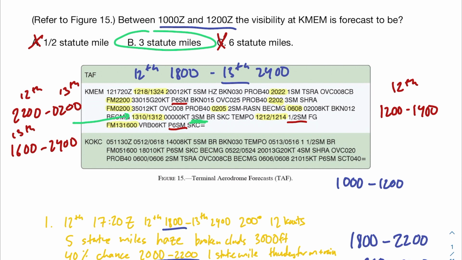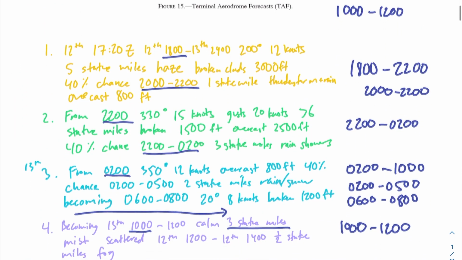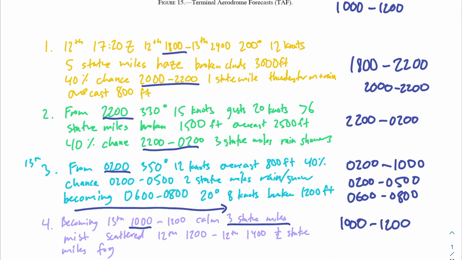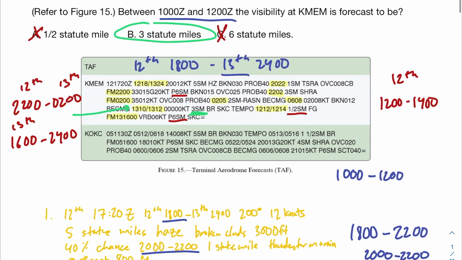While I always recommend that you skim over the entire TAF, and maybe you don't have to write it down, you should at least understand what's going on and what's being updated in each line of the TAF. But this second way to figure out visibility can be an easier way if, maybe, you're short on time, where you highlight all the time changes. You look at the visibility after you find the interval you're looking for. And in this case, that is 3 statute miles.